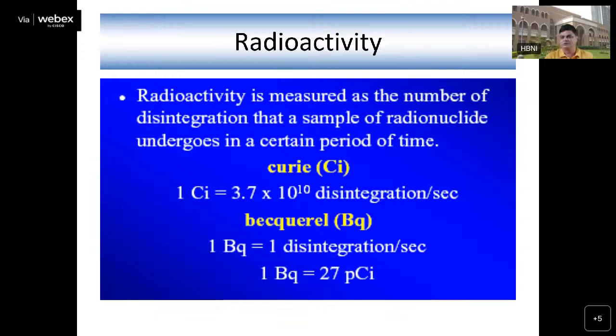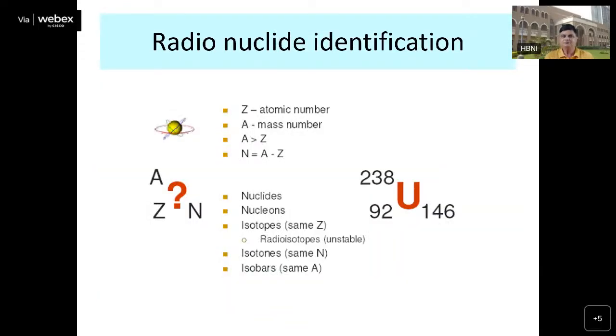So these are the units you can see. Whenever you denote the concentration of a radionuclide species, it will be given either in becquerels, in curies, or in picocuries. This is for the benefit of those people, because I came to know there are some mechanical engineers also.